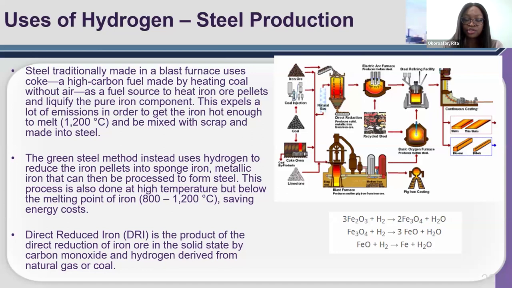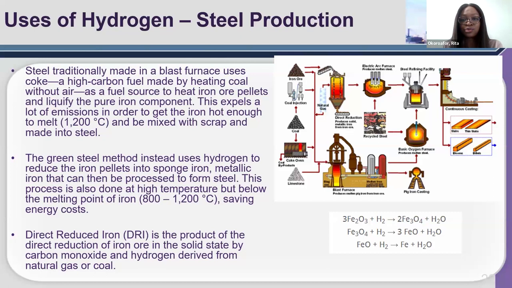And so this direct reduced iron is formed through, we convert it into what we call a sponge iron. It's a metallic form of iron that can be processed to form steel. It's done at high temperatures, but below the melting point of iron. And so because we do not have to melt the iron, we do not use as much energy as when we are doing it in the blast furnace and trying to melt the iron. So that's a way of reducing the amount of energy. It's like, in quote, energy conservation, in addition to fuel switching that we're trying to do in this particular case.